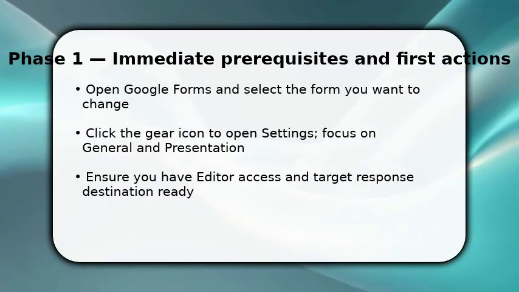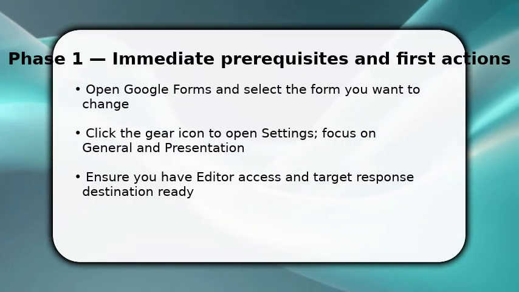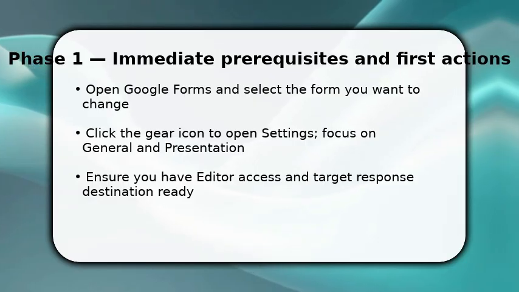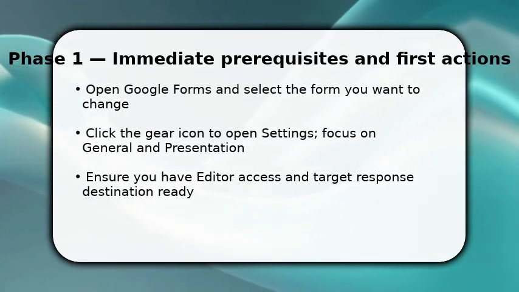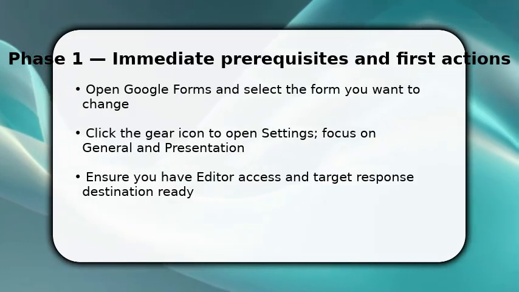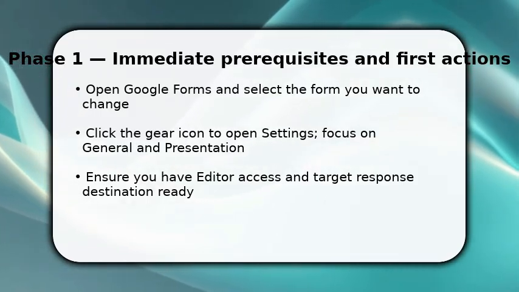You already have the form open, so start by clicking the gear icon to open Settings, General first. You need editor access. If you don't have it, request it now. In General, decide whether to collect email addresses, restrict to domain, or allow multiple responses. Each choice changes what Send offers.